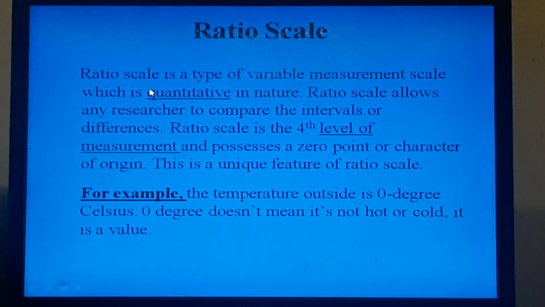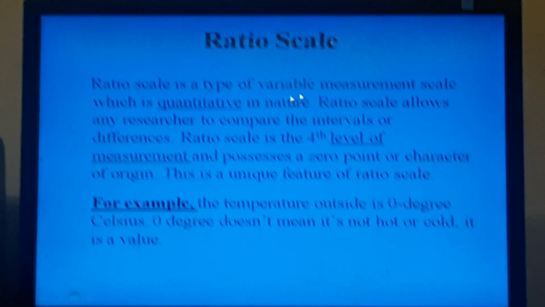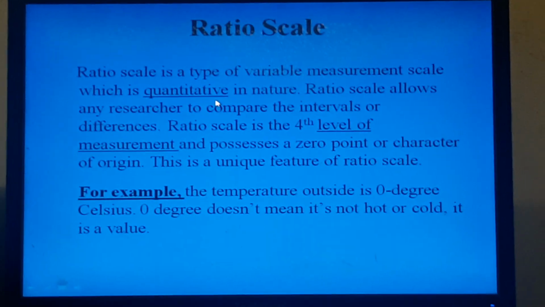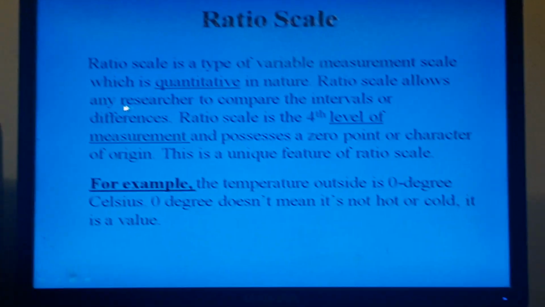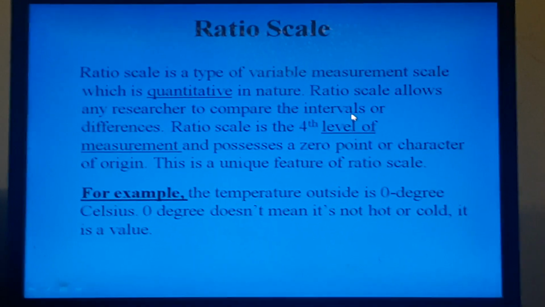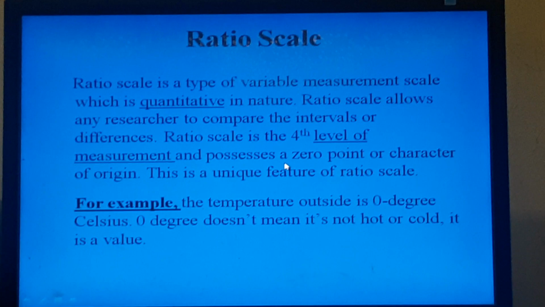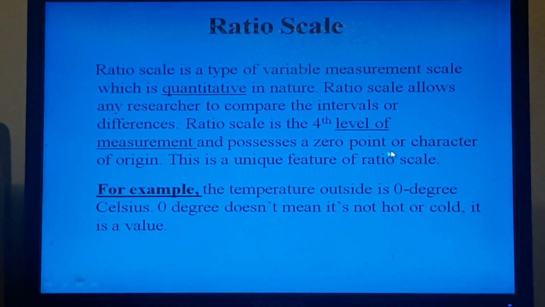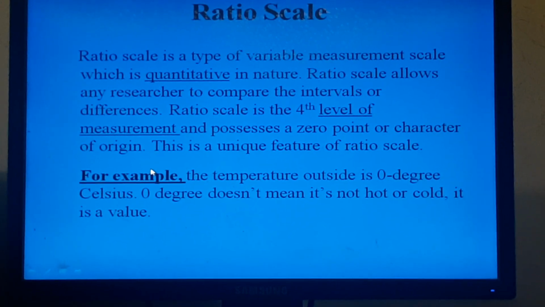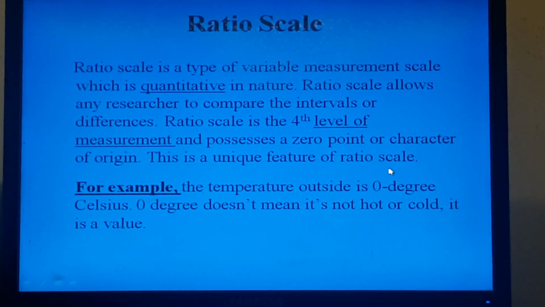The fourth type of measurement scale is the ratio scale. Ratio scale is a quantitative measurement scale. Now we shall see the details of the ratio scale. Ratio scale is a type of variable measurement scale which is quantitative in nature. Ratio scale allows any researcher to compare the intervals or differences. Ratio scale is the fourth level of measurement and possesses a 0 point or character of origin. This is a unique feature of the ratio scale.